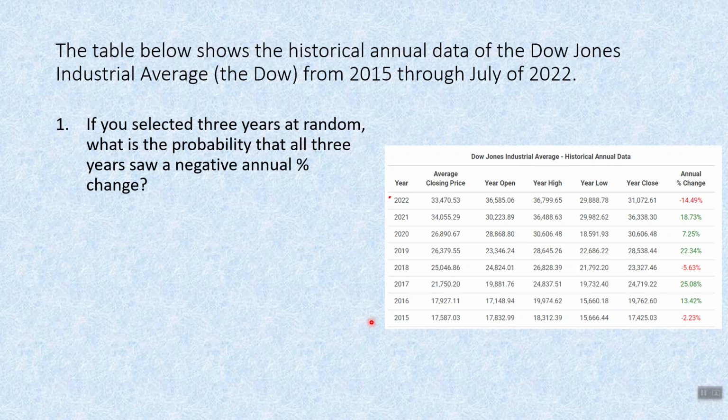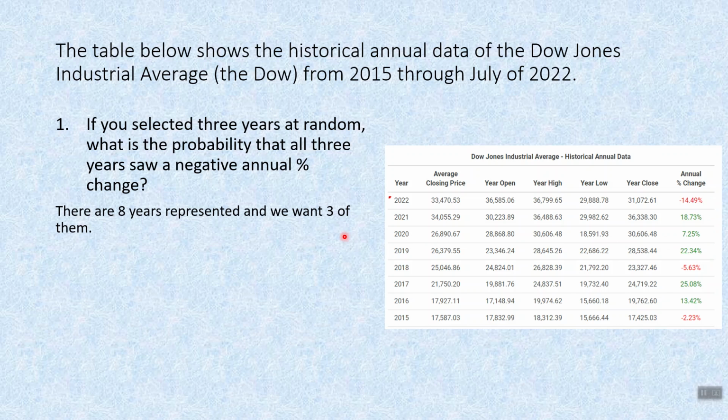All right, let's make some money, since we didn't win the whole free tuition for life. The table below shows the historical annual data of the Dow Jones Industrial Average, also known as the Dow, from 2015 through July of 2022. If you selected 3 years at random, what's the probability that all 3 years saw a negative annual percentage change? Okay. What do we have here? 1, 2, 3, 4, 5, 6, 7, 8 years. And I see 3 of them that have a negative change.